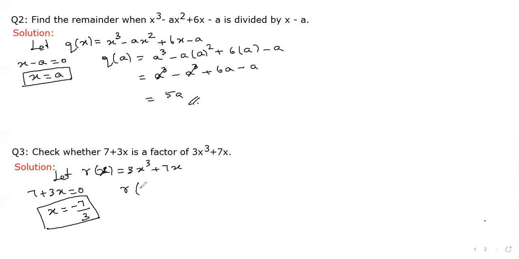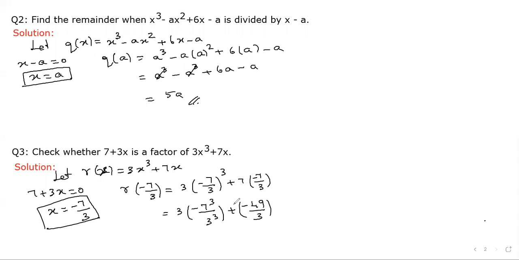So just apply in the place of x, minus 7 over 3. So 3 times minus 7 over 3 cube plus 7 times minus 7 over 3. What happens? So 3 times minus 7 cube over 3 cube. I can write like this, splitting this cube into the denominator and numerator. Here minus 49 by 3 will be there after multiplying by 7. Now this 3 will combine with this cube, so the power will change. So minus 7 cube by 3 square will be there and minus 49 by 3 will be there.